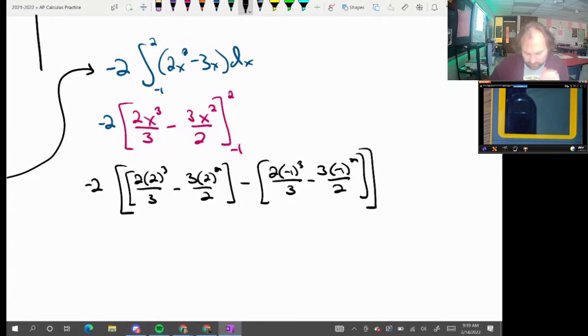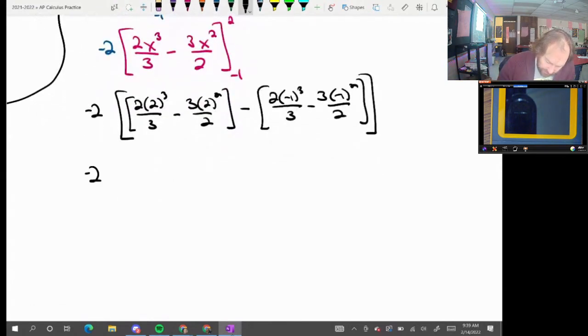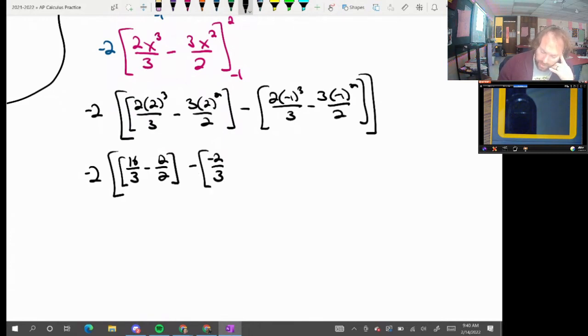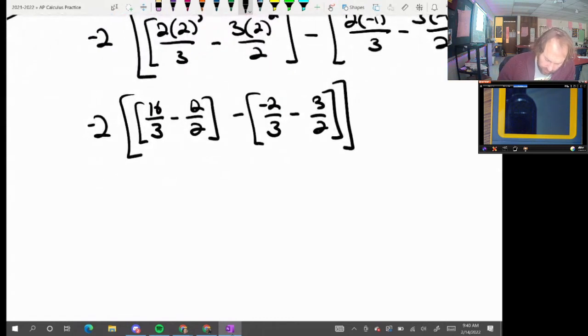Careful, just go nice and slow, take your time with this. It's going to be a lot of steps, so let's see. That's 16 over 3, that's 2 to the fourth power over 3, minus 3 times 4 is 12 over 2. We'll deal with simplifying those fractions in a moment here. This will be -2/3, and that will be minus, that -1 squared is still just 1, so that's minus 3 over 2. Like that. Okay, now let's simplify our fractions, or at least get the denominators the same.